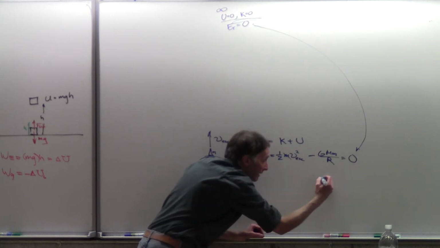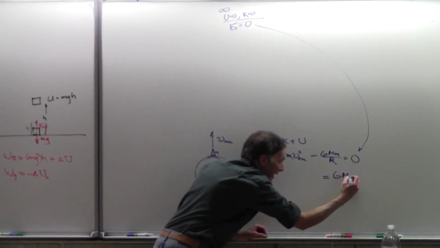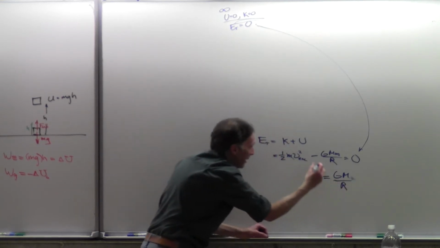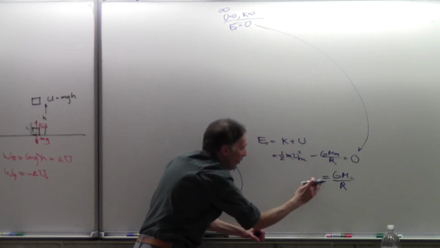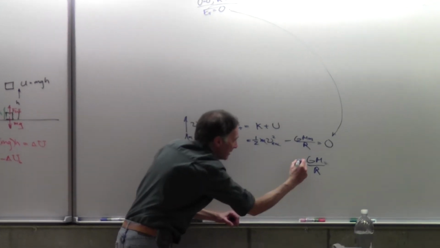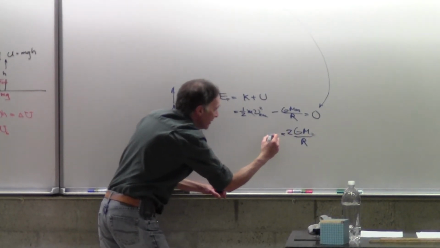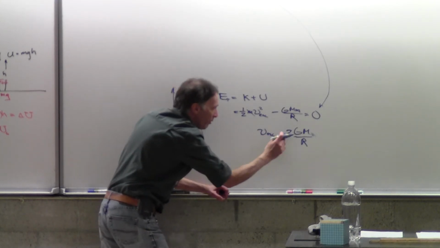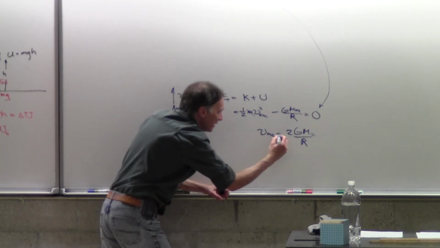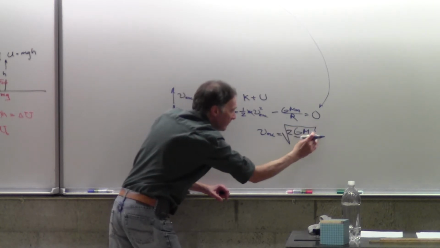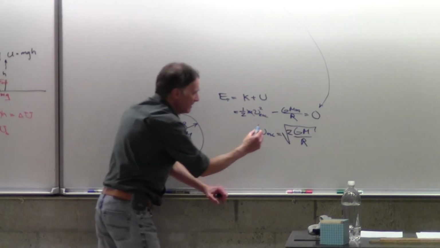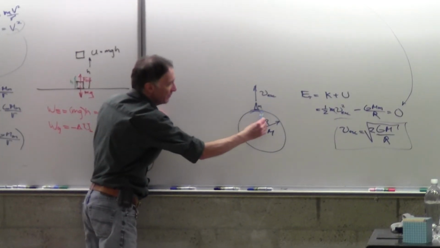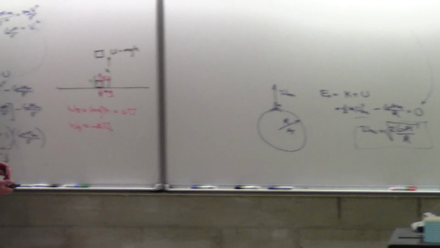I'll take this over to the other side. It is big G m, well, I got rid of the small m's, all over r. And then I'm left with a 1/2. Let me take that 2 over to the other side. That is equal to the escape velocity squared, or I'll take the square root of that. And so that's the escape velocity from the surface of a planet.